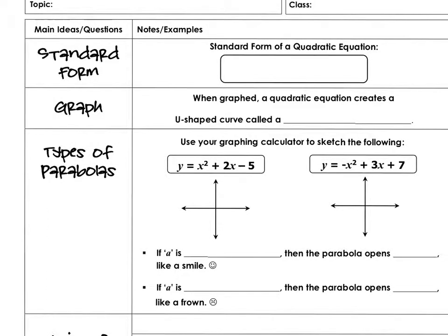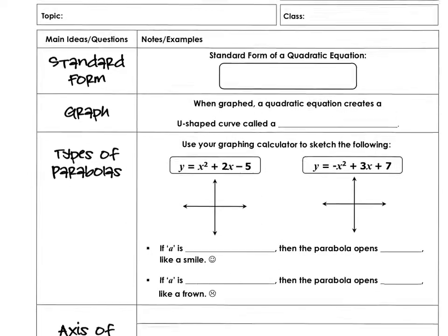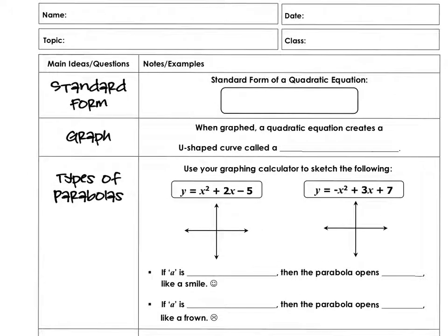So one of the first things let's look at is what is standard form for a quadratic. Standard form for a quadratic equation would be y equals ax squared, so you want your squared term first, plus bx plus c. And I know I went over it kind of over the page.